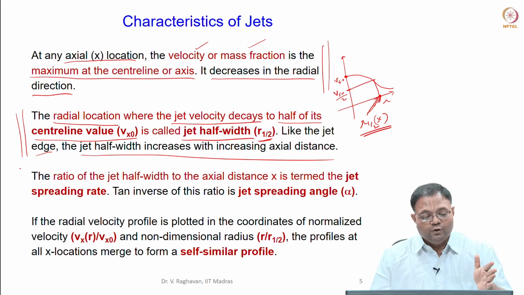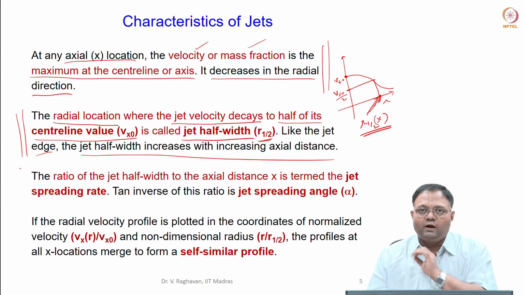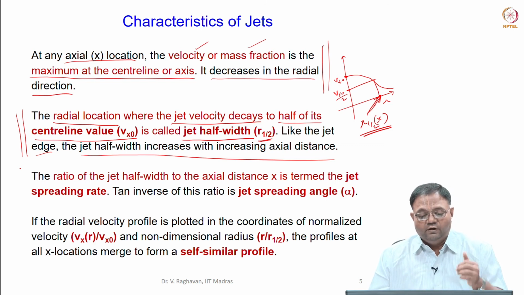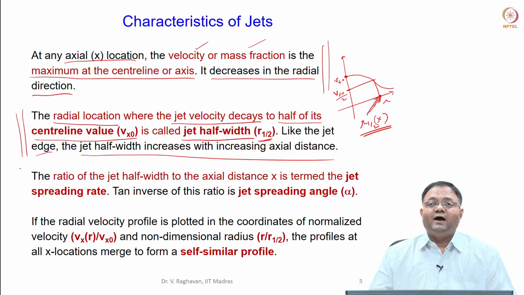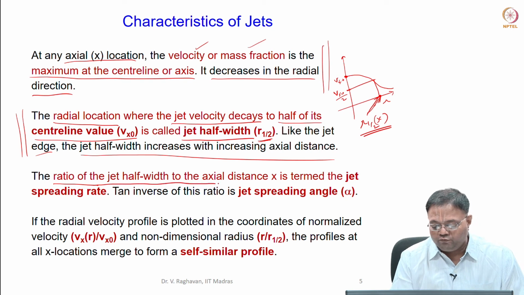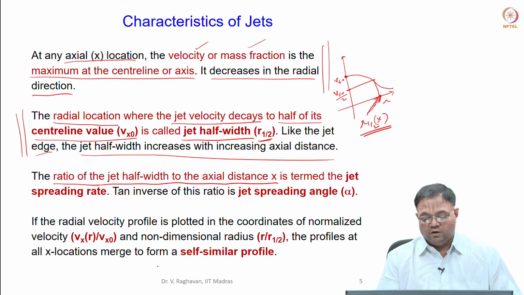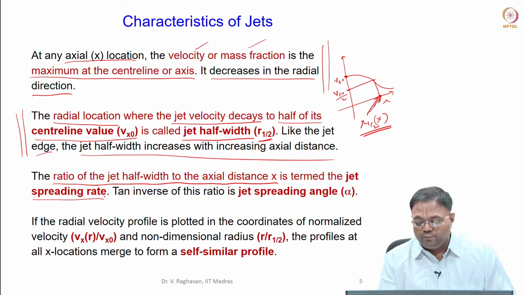So first is the radial profile, which exhibits a maximum value at the central line and goes asymptotically to 0 along the radial direction. That is one characteristic. The second characteristic is the jet half width, where from the central line value the velocity has decayed to half of its central line value. Then we go to another definition, the ratio of jet half width to the axial distance x, which is termed the jet spreading rate. How far does the jet spread? That is a very important characteristic.